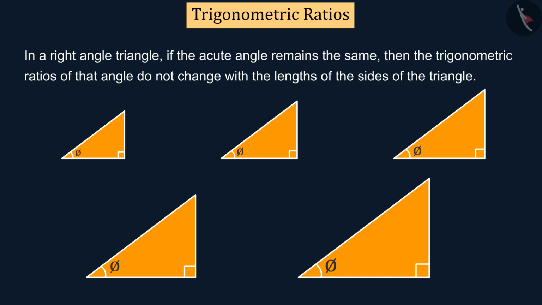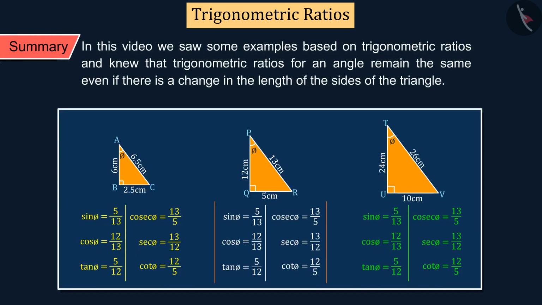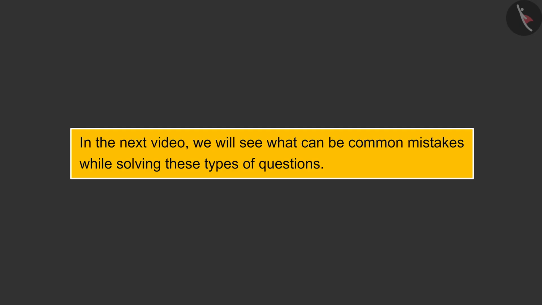In this video, we saw some examples based on trigonometric ratios and got to know that trigonometric ratios for an angle remain the same even if there is a change in the length of the sides of the triangle. In the next video, we will see what can be common mistakes while solving these types of questions.